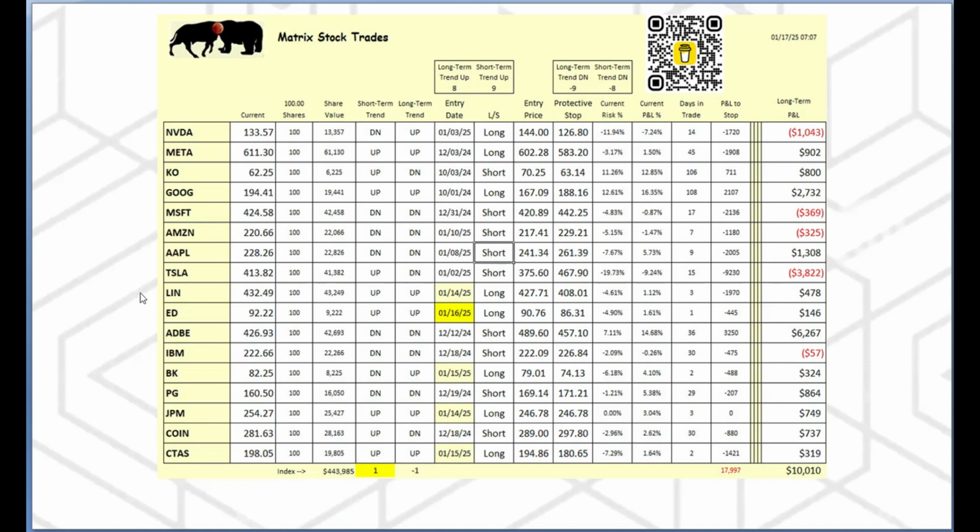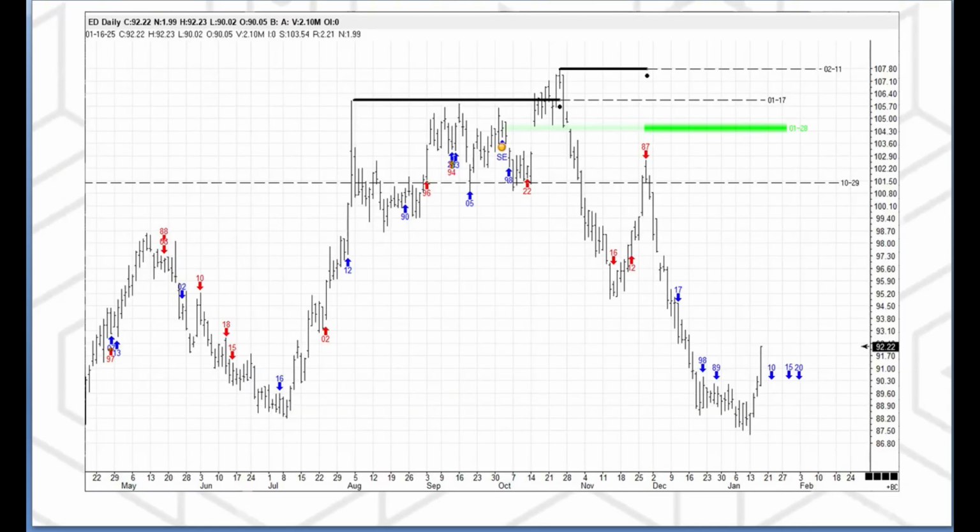We just had a new trade put on yesterday near the close on ED, which is Edison, a utility company that we've had on. It's a very old company. Anyway, you can see that we put this on here today. And here's the main chart, the daily chart.